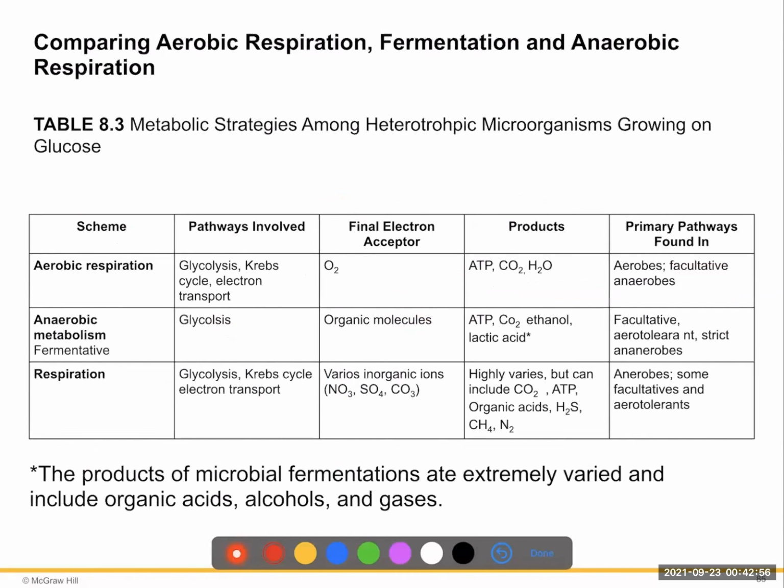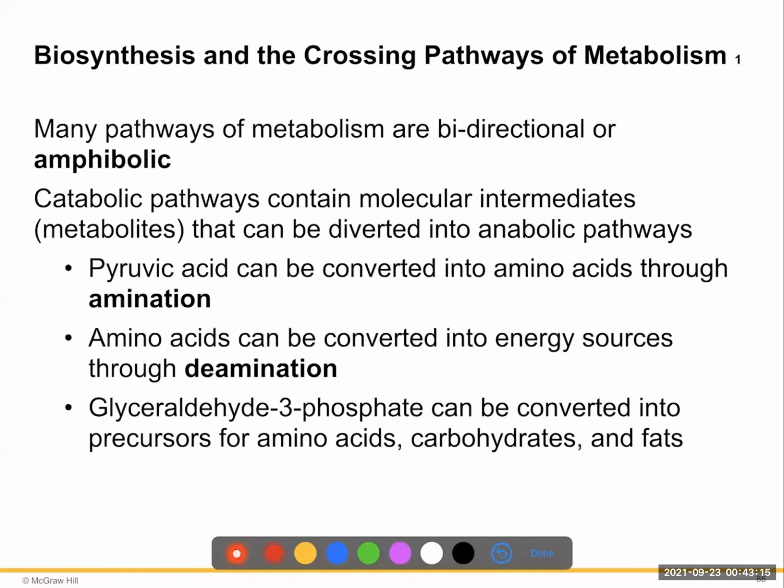And here's your summary: aerobic respiration, anaerobic respiration, and fermentation. Okay, so microbial fermentation products vary tremendously. Organic acids, alcohols, and gases are produced. Okay, so many pathways are bidirectional or amphibolic, meaning they go both directions. Okay. Catabolic pathways contain molecular intermediates, metabolites, that can be diverted into anabolic pathways. So we can break things down and use those products to build things back up. It's a two-way system, bidirectional.